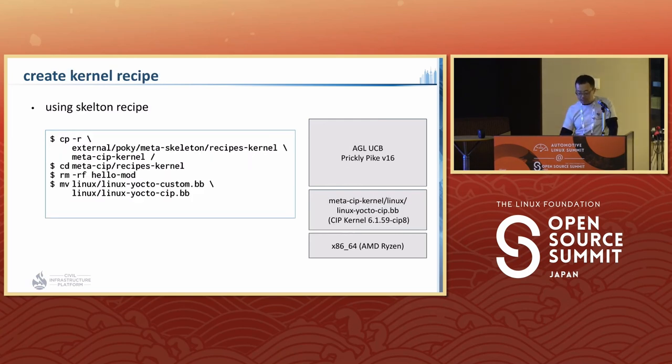And next is the recipe. The Yocto Project Poky has a template layer called meta-skeleton that makes it easy to write a recipe. For this case, I used the kernel recipe in the skeleton. First, I copied the kernel recipe from meta-skeleton to meta-cip-kernel. Then I removed the hello-mod, which is an example of a kernel module recipe, because I didn't need it. Finally, I renamed the recipe from linux-yocto-custom.bb to linux-yocto-cip.bb.